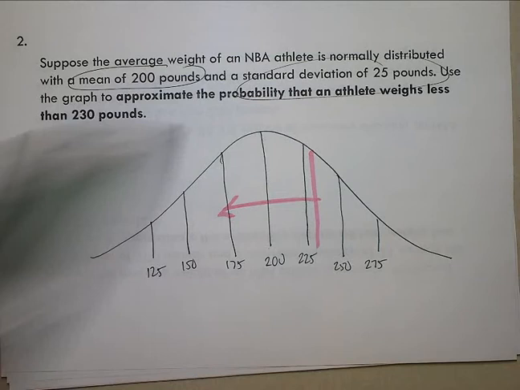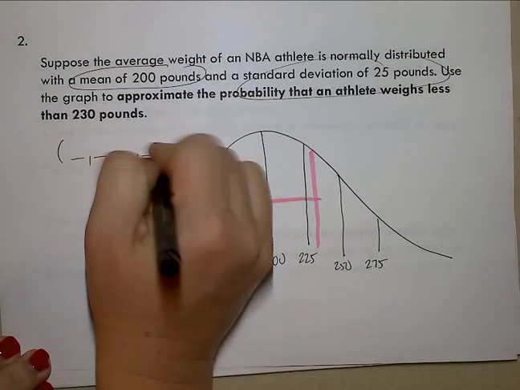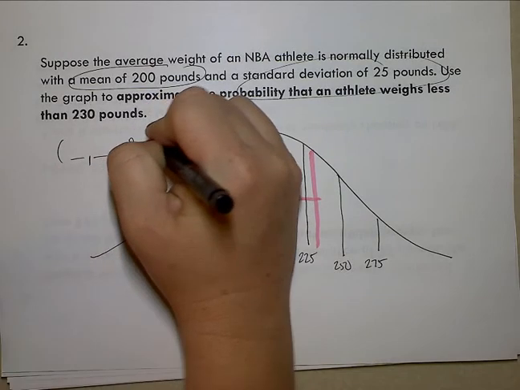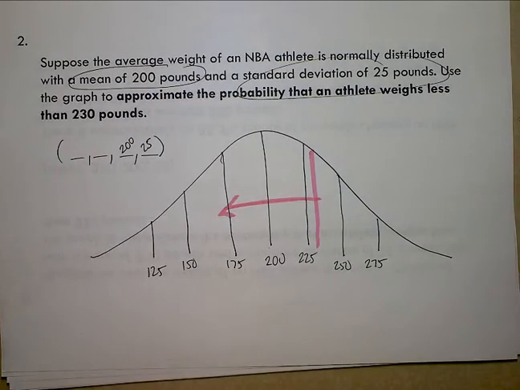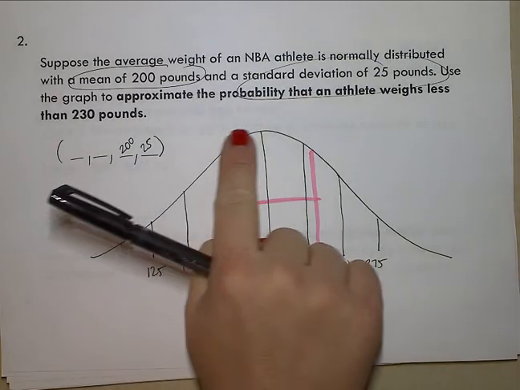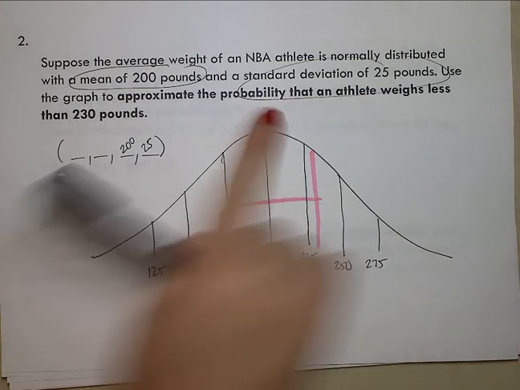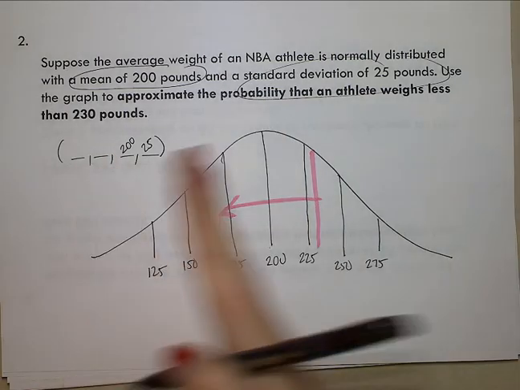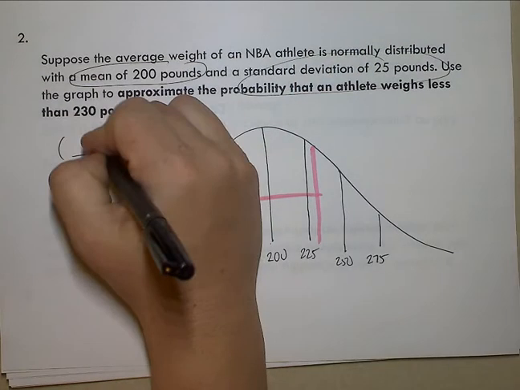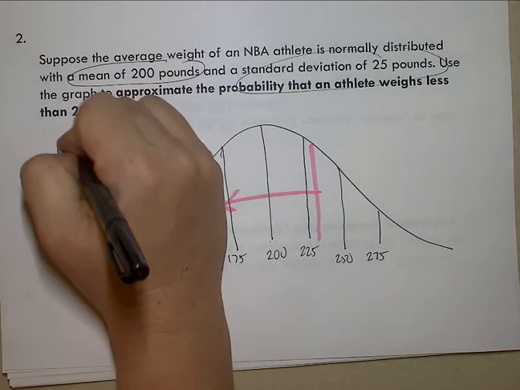We're going to come up with 4 values. The mean is always the third. The standard deviation is always the fourth. The low end goes first, the high end comes second. So this says find the probability that an athlete weighs less than 230. That means we go all the way up to 230, but we never go past it. So 230 is our largest number. We're not given a small number, so we will put in negative 9999.